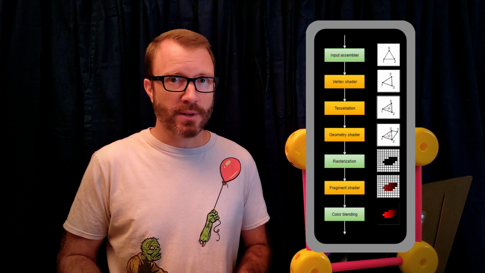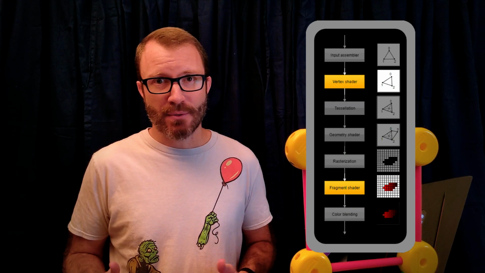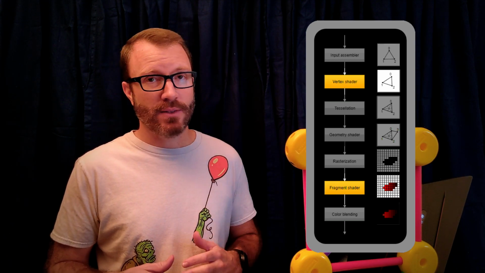As a quick refresher, there's a lot of stages to the graphics pipeline, and the two you're probably most familiar with are the vertex shader and the fragment shader. 99% of the time if you're writing a shader, it's one of those two. Well, there's a shader stage in between those two.